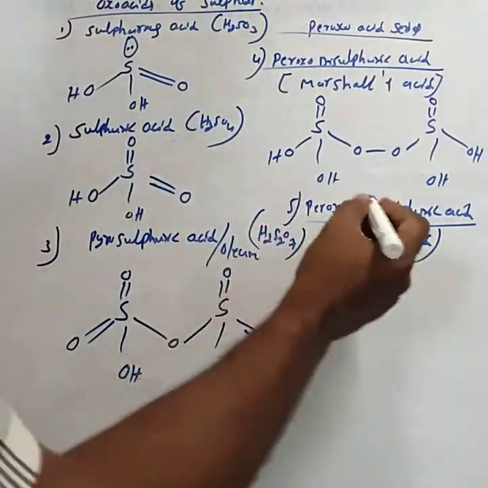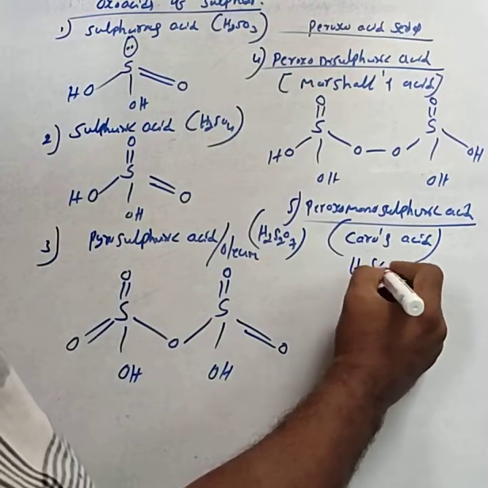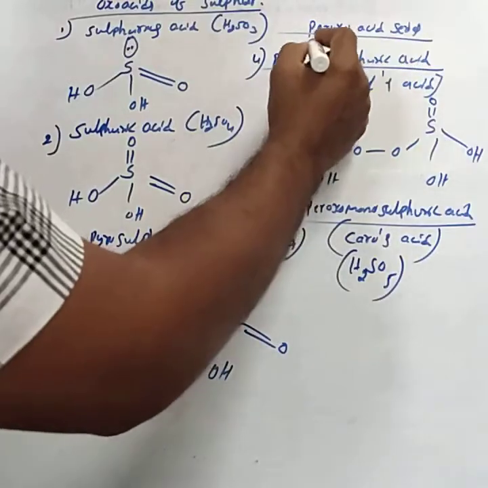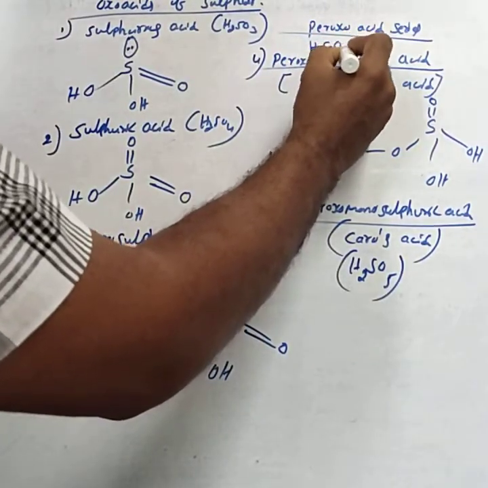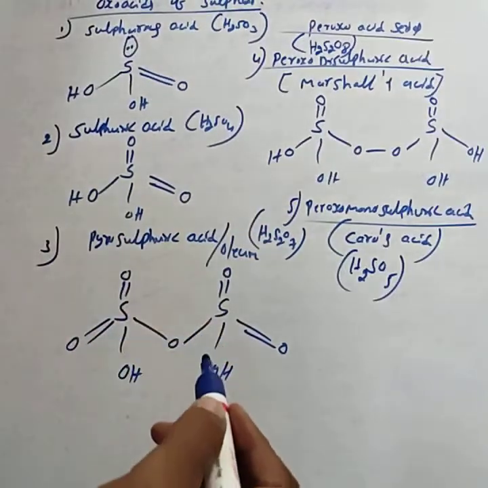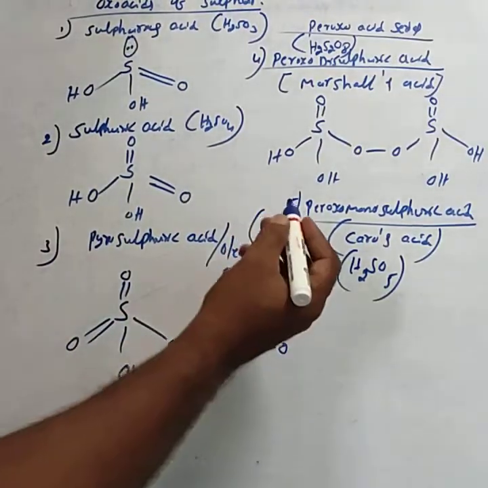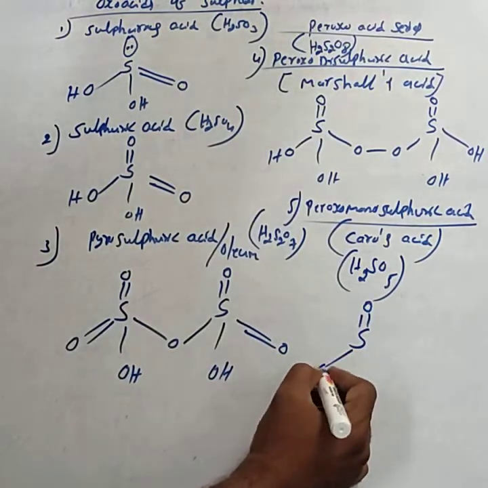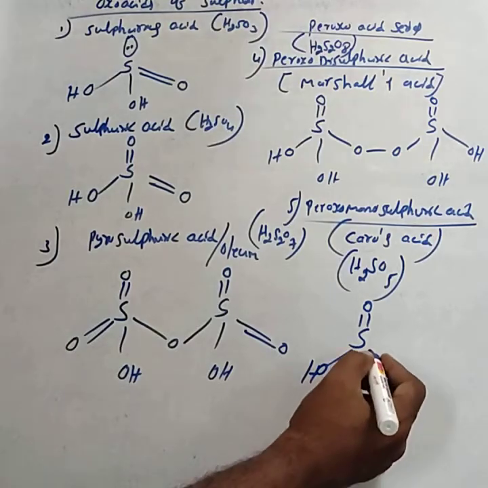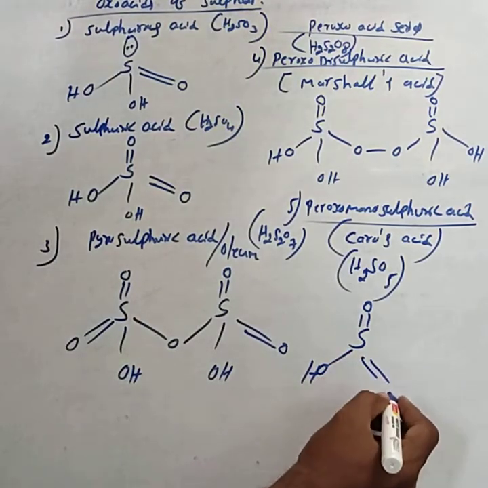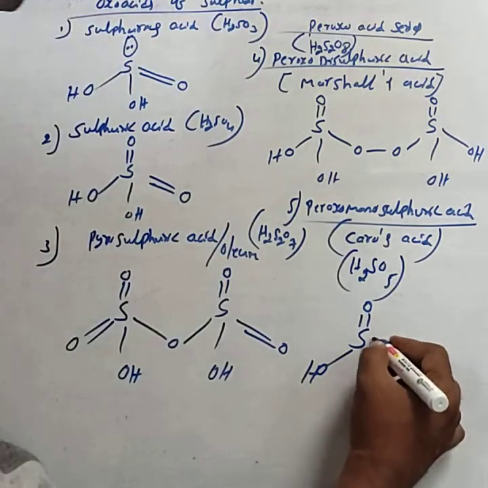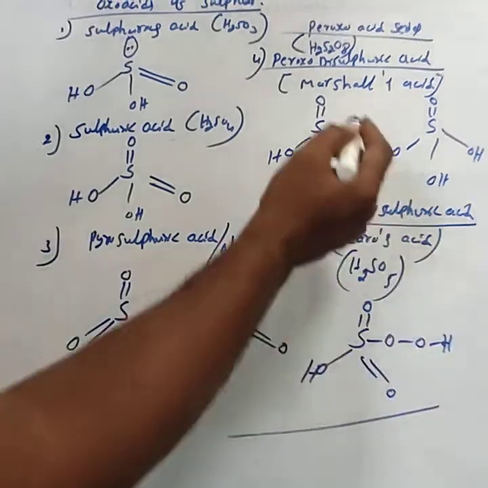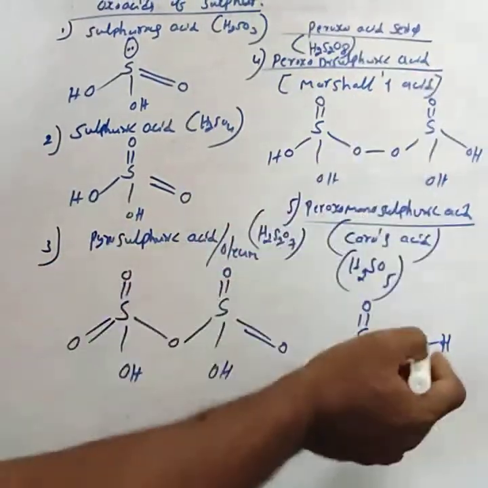Caro's acid formula is H2SO5. Then Marshall's acid formula is H2S2O8. You have to write this structure. Again it is tetrahedral. S, double bond O, here OH, then again double bond O, double bond O. Next you mention the peroxy O-OH. This is the peroxy linkage. Only in Caro's and Marshall's acids do they have the peroxy linkages.